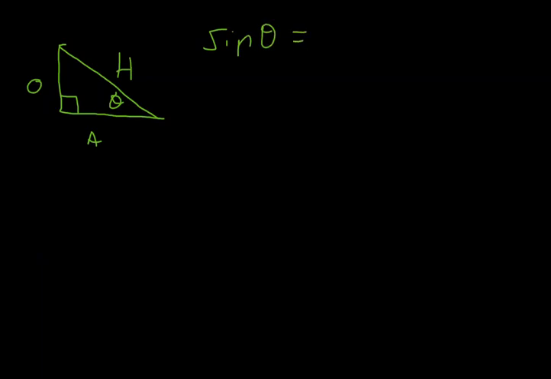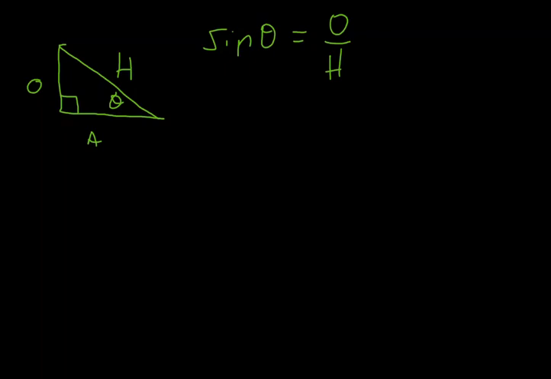So the first thing is, if I have a right triangle with an angle theta here, this is a right angle. This is the adjacent, this leg of the triangle is adjacent to theta. This is opposite, and this is the hypotenuse. And we can define certain trigonometric functions. So we've got the sine of theta. Sine theta is equal to opposite over hypotenuse.